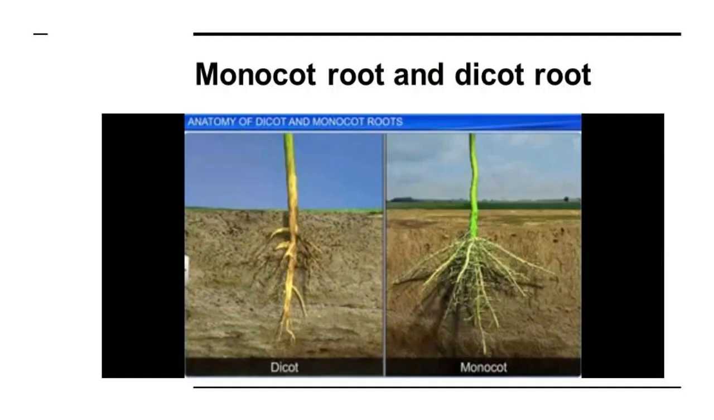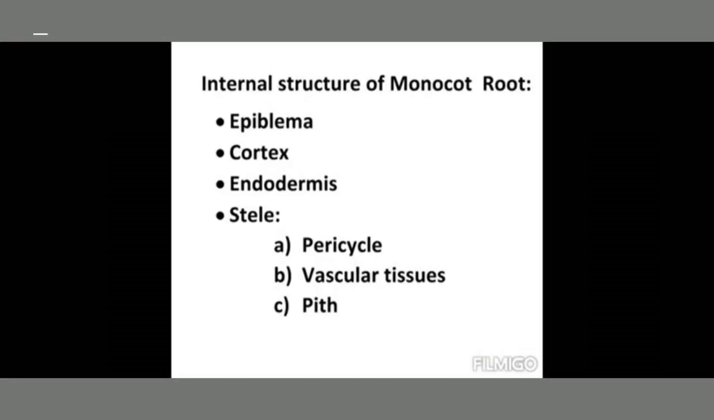Children, now we are going to see the anatomy of dicot and monocot roots. The first picture is a dicot root and the second picture is a monocot root. In this lesson, we are going to see the internal structure of a dicot root, example bean, and the internal structure of a monocot root, example maize. Now we are going to see the internal structure of the monocot root. Example, maize.